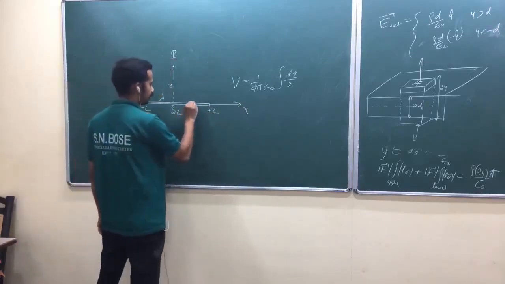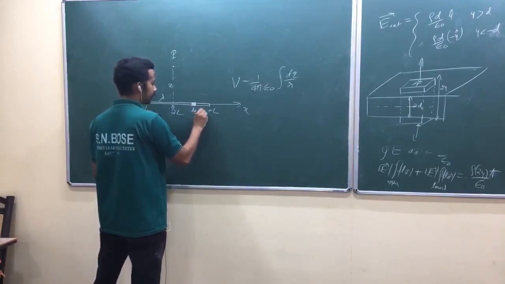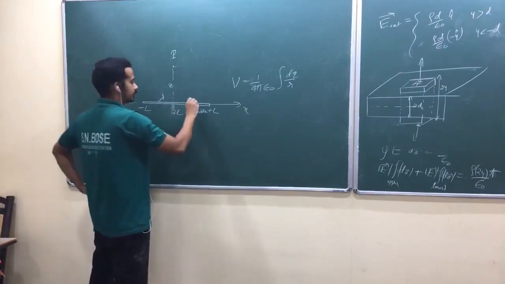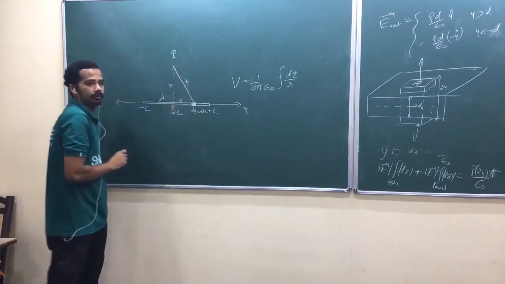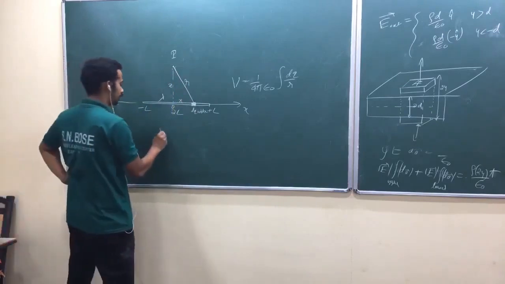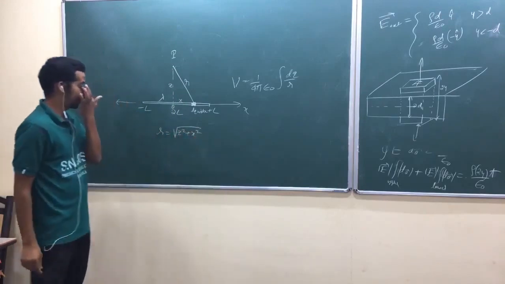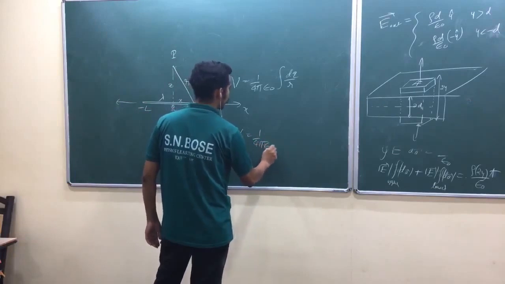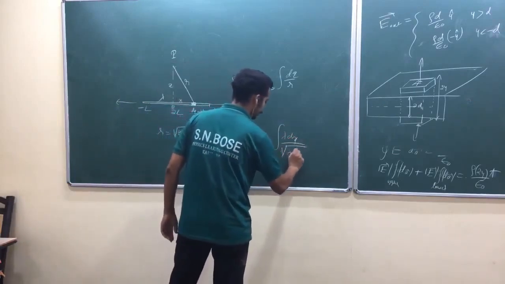So now let me take one small region here which contains charge dq, that is equal to lambda into dx. Can I write like this? dx, because I have taken x-axis. It is at a distance x from the origin. Is that okay? Now what is the distance r? Root of z square plus x square. So now potential is equal to 1 by 4 pi epsilon naught. What is dq? Lambda dx. What is r? Root of z square plus x square.